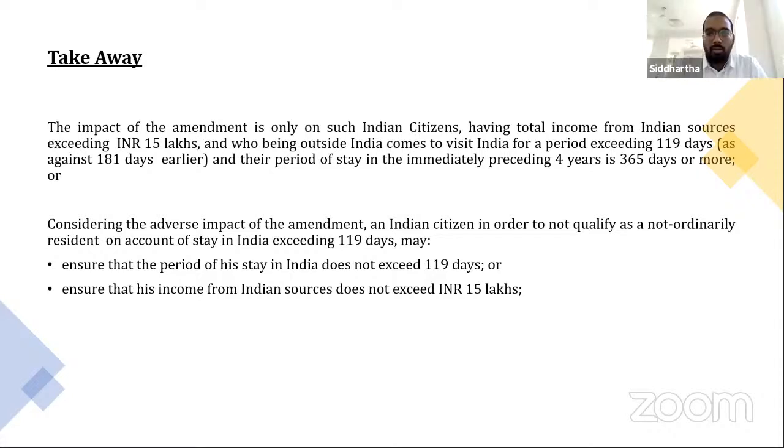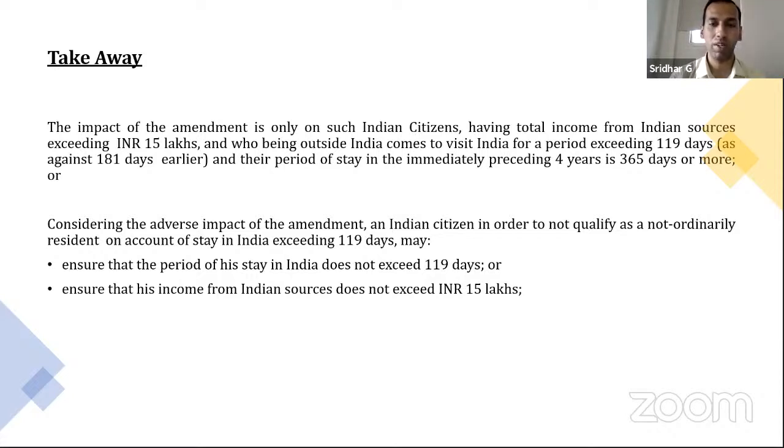No, Sridhar, as long as any of these two criteria, that is staying in India for less than 120 days, or your income sourced in India is not exceeding 15 lakh, if any of these criteria satisfy, you do not qualify as not ordinary resident. You become a non-resident in that case.